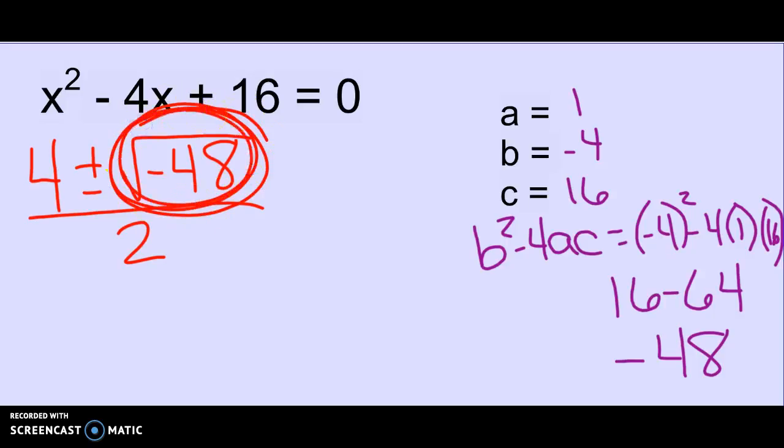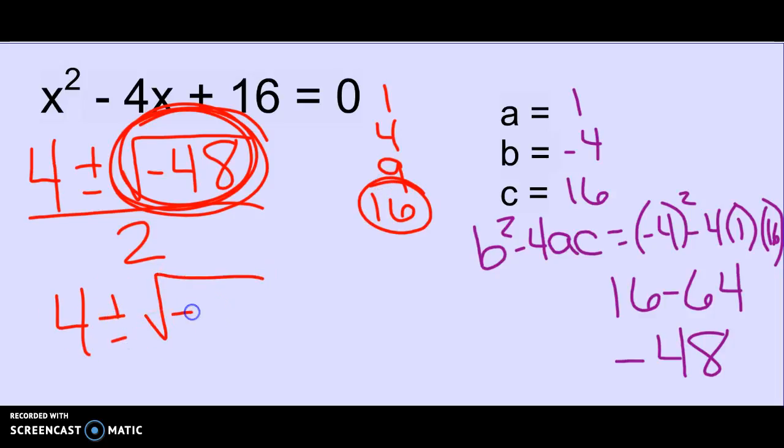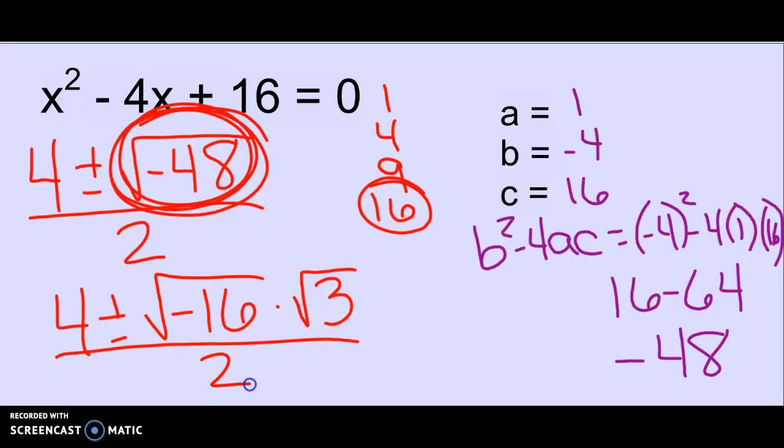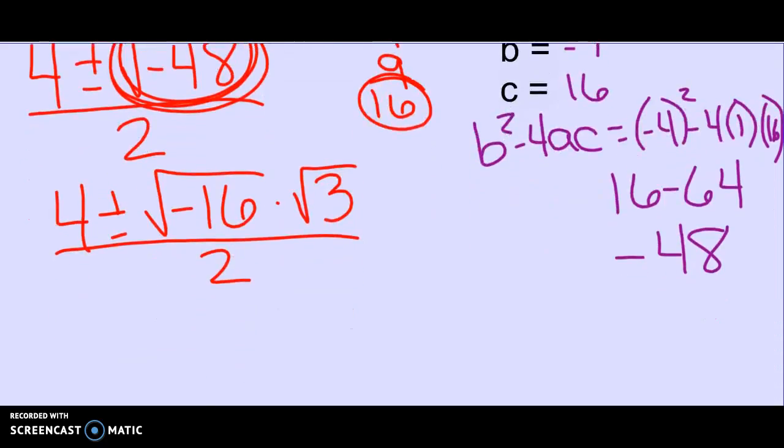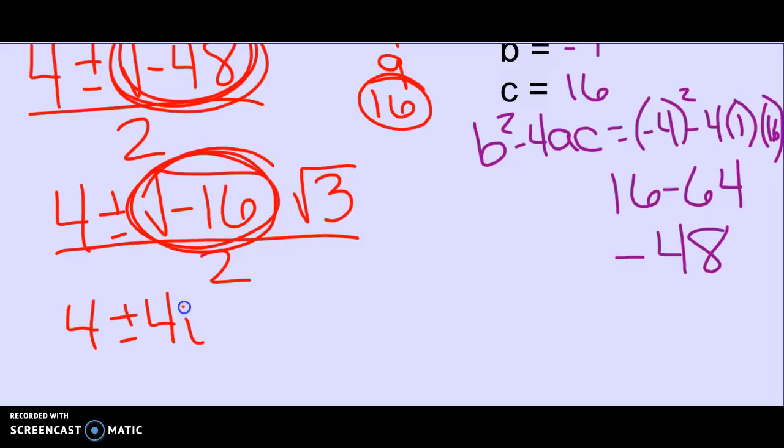What's the largest square that goes into 48? Well, we've got 1. 4 goes in, but I think something bigger goes in. It looks like it could be 16. So we're going to do 4 plus or minus the square root of, let's make the 16 negative, okay, and then that's 3 all over 2, because 16 times 3 is 48. All right, so we got 4 plus or minus. Now, square root of negative 16 is 4i, square root of 3, all over 2.